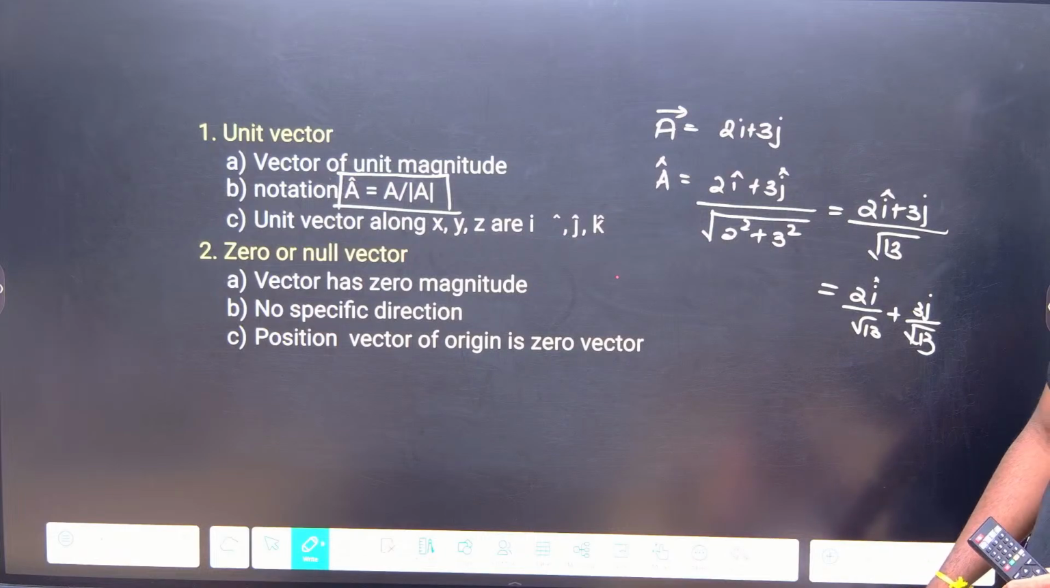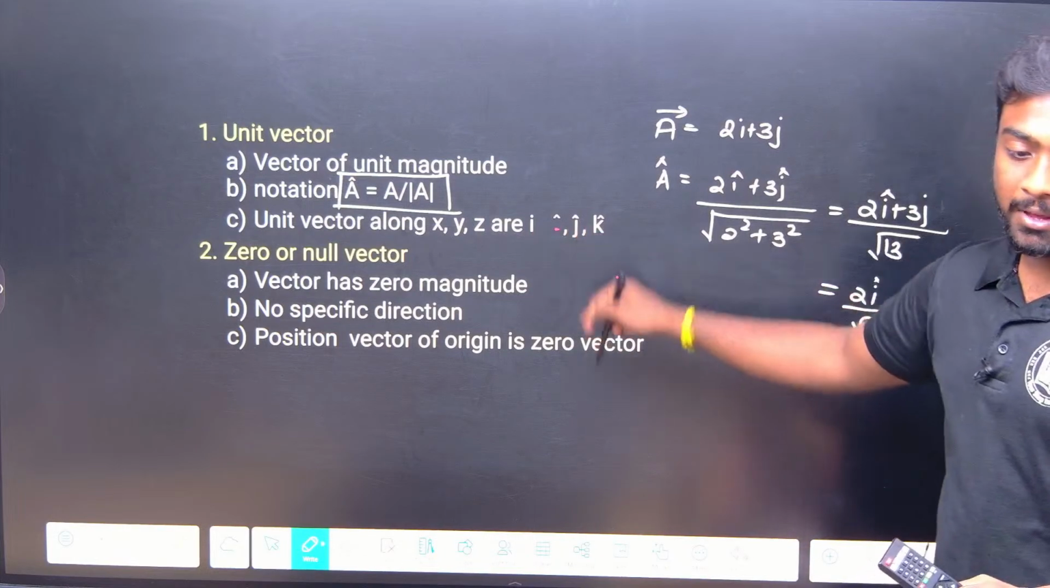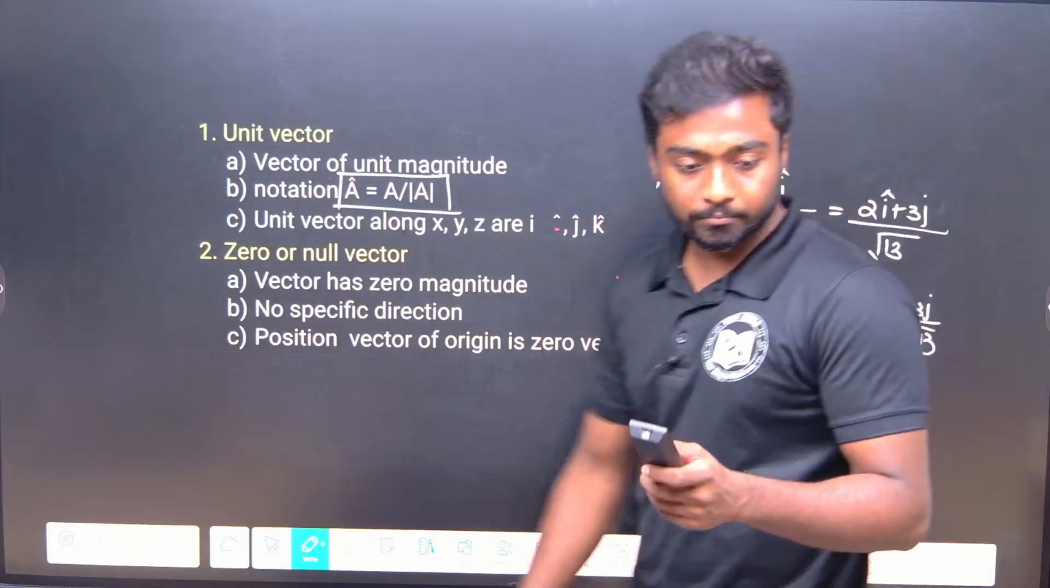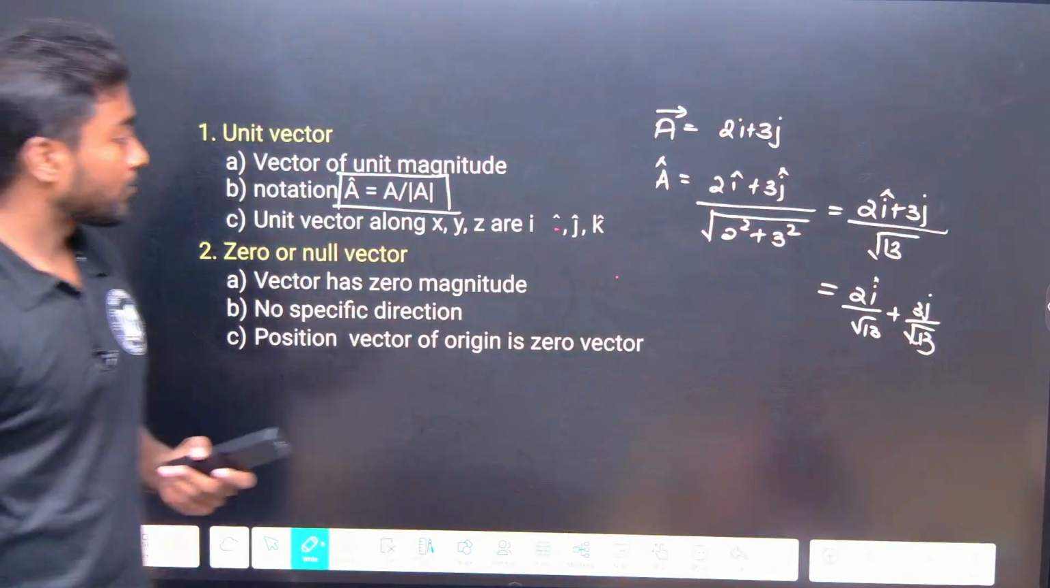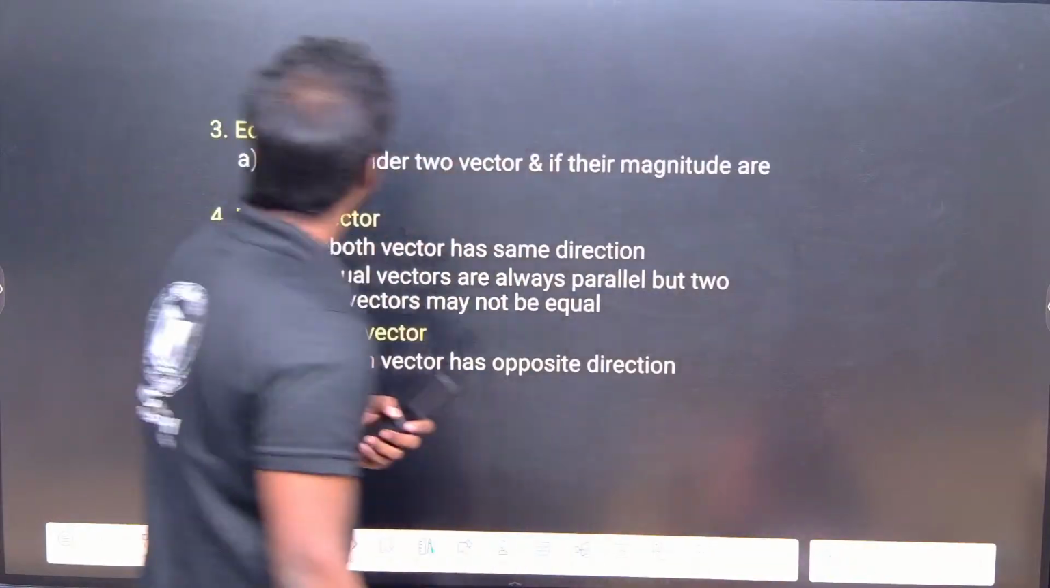It's a vector, and the unit vector will be denoted as i cap, j cap, k cap. Only the unit vector? Yes, when we are denoting vectors with i, j, k, we will denote them with caps. Done?